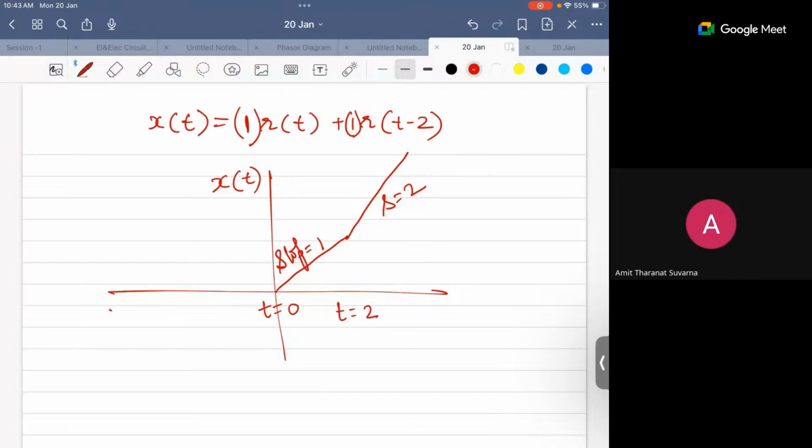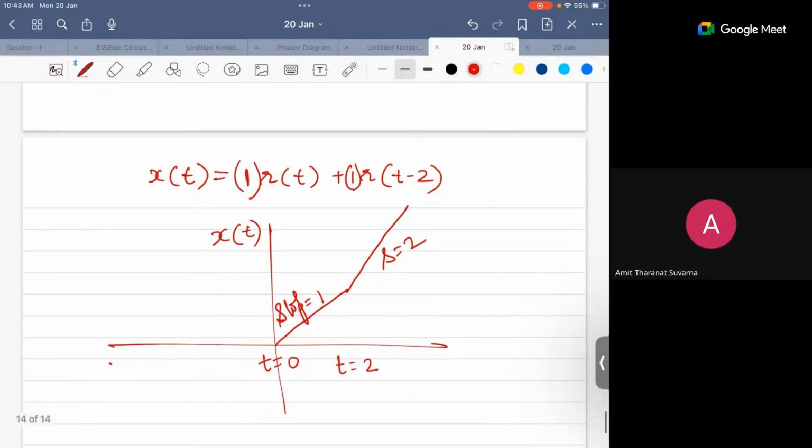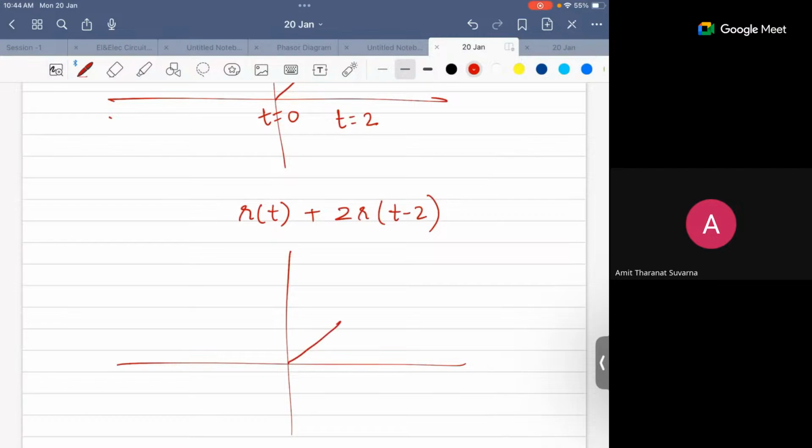Suppose here it is r(t) plus 2r(t minus 2). Then at the second point the magnitude is 2. You tell me what will happen. It will start with a slope of 1, and at t equals 2 it will gain a slope of 2, so the slope will be 3.